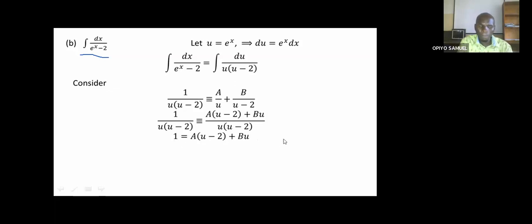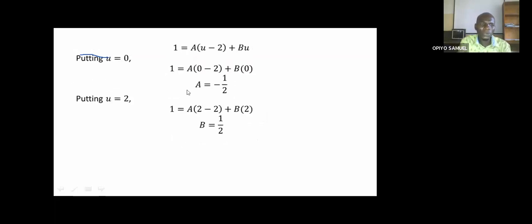So when we substitute u by 0, when we put u equals 0 in this equation, the first bracket will have 0 minus 2, while the second bracket is going to be b times 0, which is 0. So we remain with a equals negative half, and doing the same by putting u equals 2, we get b to be equal to half.